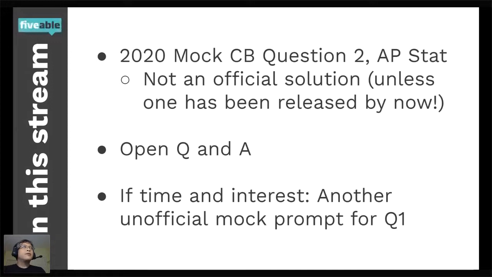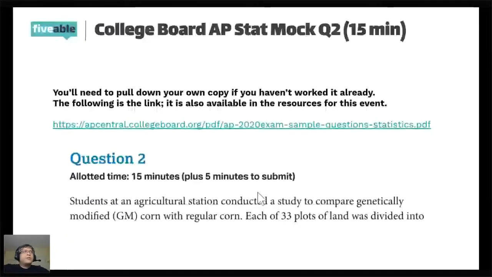All right, so let's go ahead and do that. If you're following this on app.fivable.me, there is a link down below to this question if you want to look at the original text of the question itself. What I'm going to do now is switch over to my tablet, and we're going to work them.